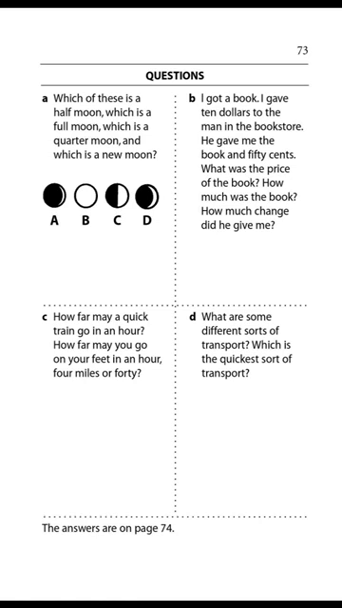C. How far may a quick train go in an hour? A quick train may go 100 miles in an hour. How far may you go on your feet in an hour? 4 miles or 40? I may go 4 miles, but not 40. D. What are some different sorts of transport? Ships, trains, buses, and airplanes are different sorts of transport. Which is the quickest sort of transport? The airplane is the quickest of these.